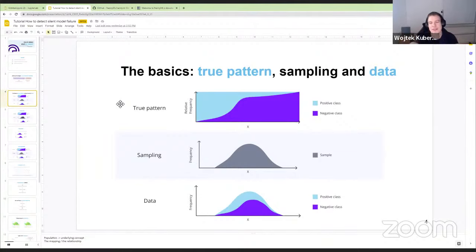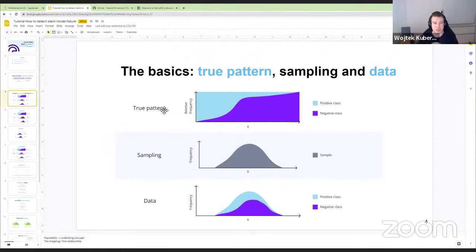Then the next thing we have is our sampling mechanism, so how we gather the data. This can be basically any distribution. And then what we end up with is the data that we're going to use to develop our machine learning model. Maybe we'll split this data into training, validation, and testing, maybe do some cross-validation there. This is the data we have access to, and it's going to have some kind of target distribution depending on feature X here. So we have that, and we develop our model.